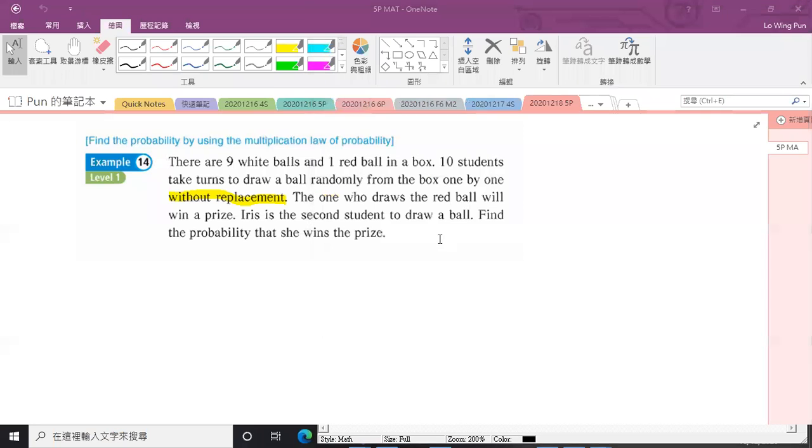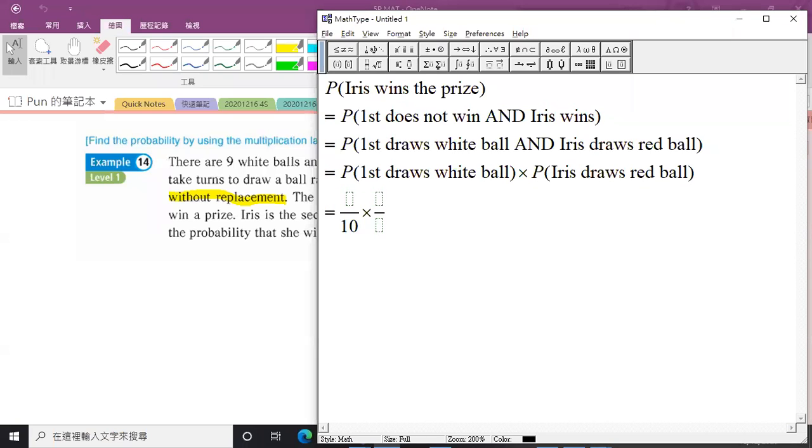There are 9 white balls and 1 red ball in the box, right? So there will be 10 options. Among the 10 options, how many of them can satisfy this requirement? That is being a white ball. There are 9 white balls, right?